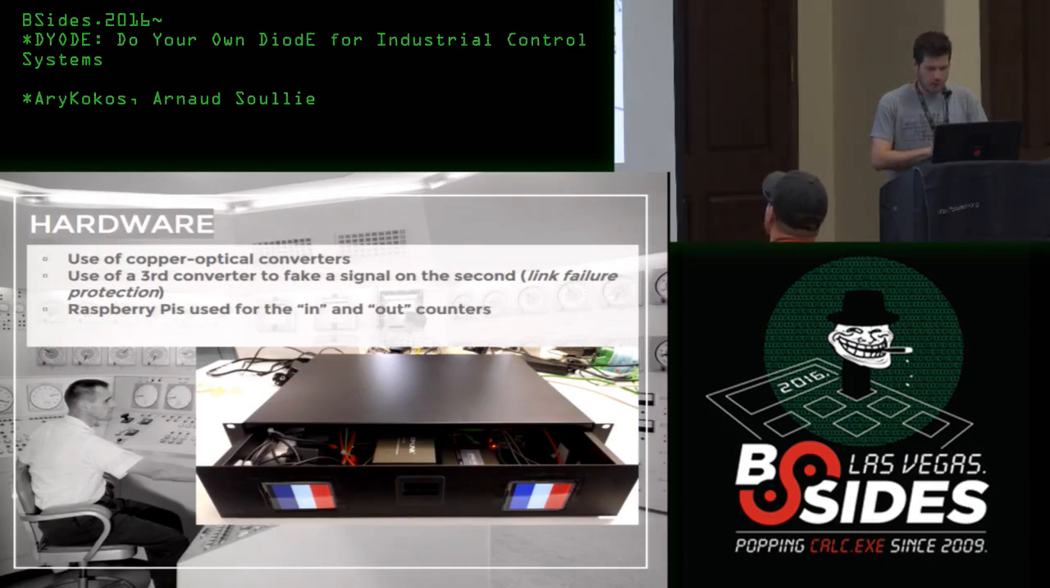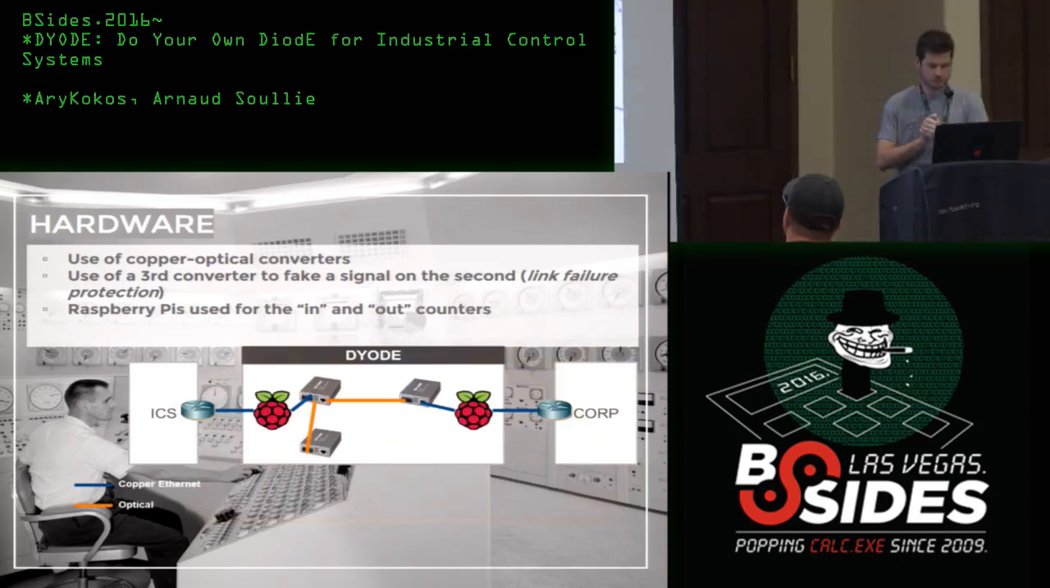Okay, so for the hardware, actually you have the hardware here. What we do for this data diode is we use copper optical converters to have an optical connection between the ICS and the corporate network. So how does it work?